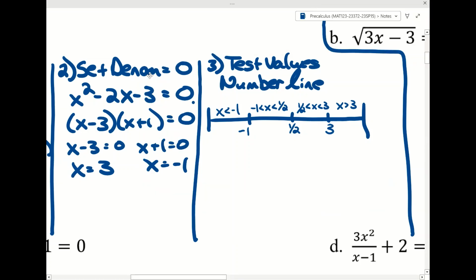We're going to pick numbers in each of those regions to test them. So for any number less than -1, I'm going to pick -2. For a number between -1 and 1/2, I'm going to pick 0. Between 1/2 and 3, I'm going to pick 1, and bigger than 3, I'm going to pick 4.